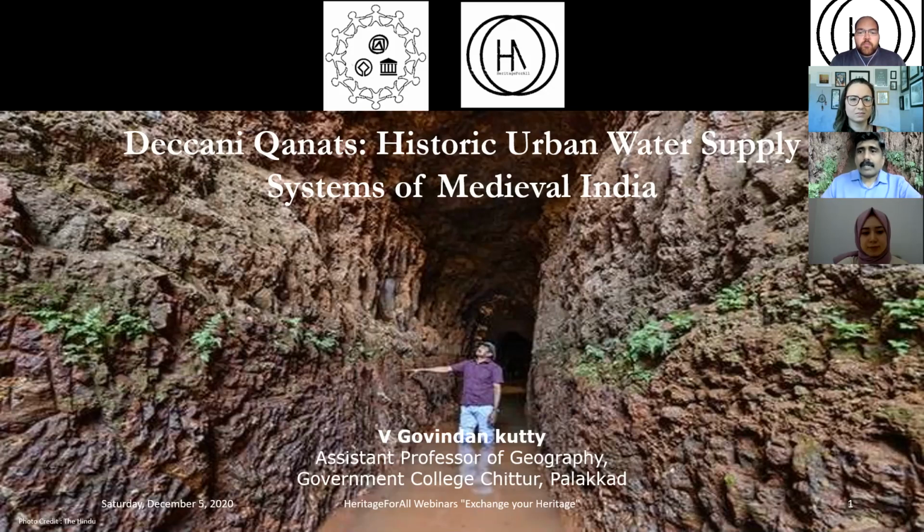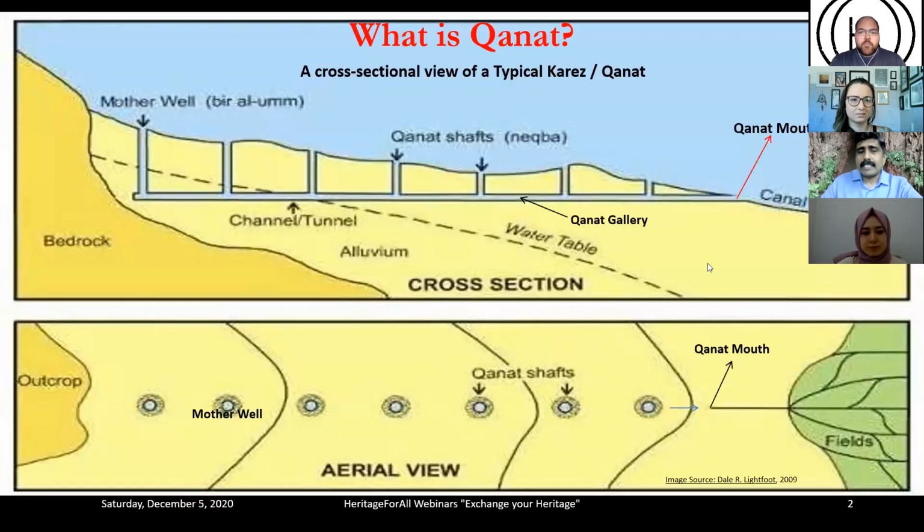So just to give an idea of what a Qanat is, it's nothing but a subterranean project. That is, a tunnel is constructed right below the surface, and this tunnel intersects or cuts across the water table, allowing water to seep into the tunnel, and then it flows out through the Qanat mouth.